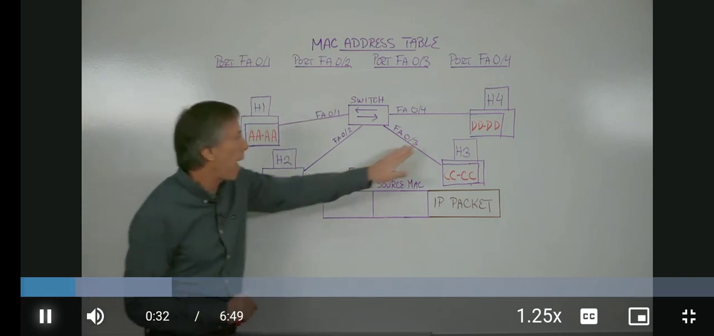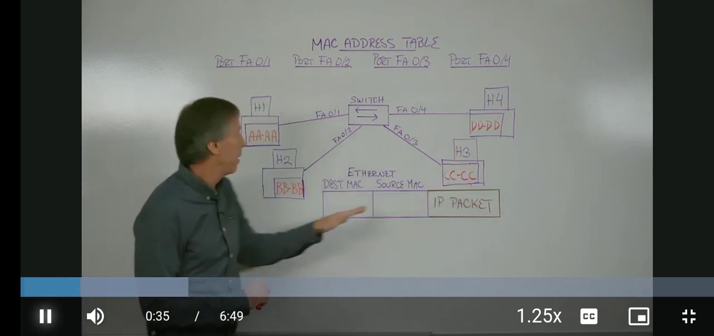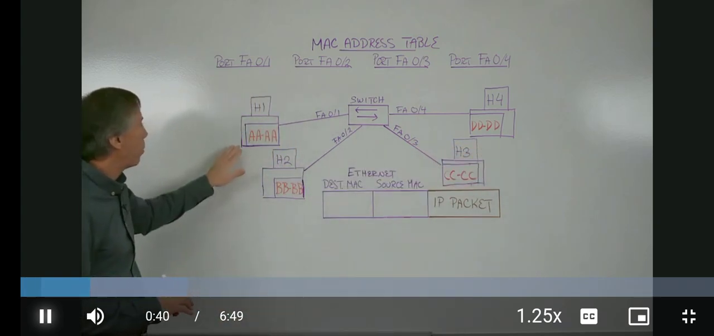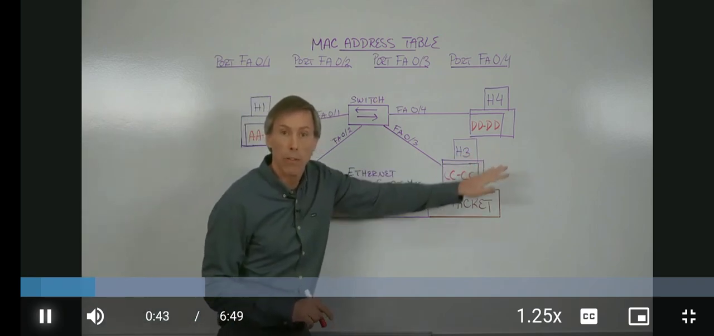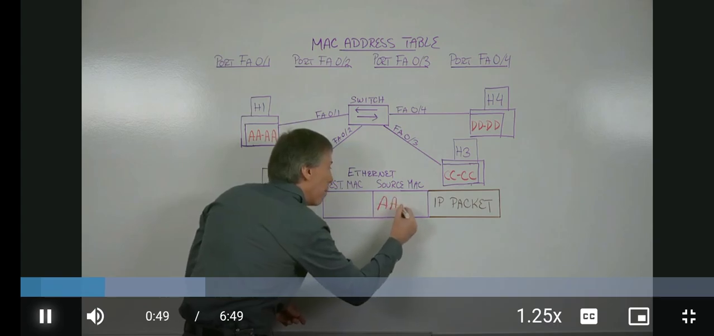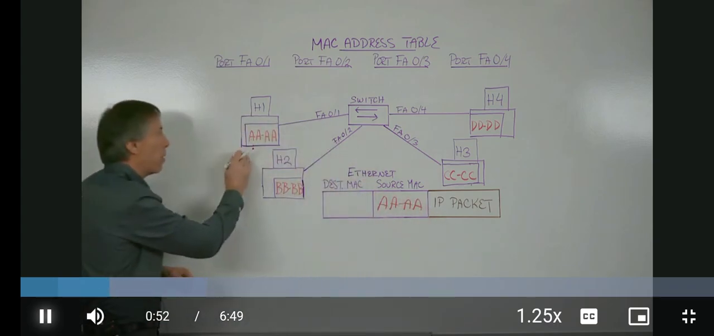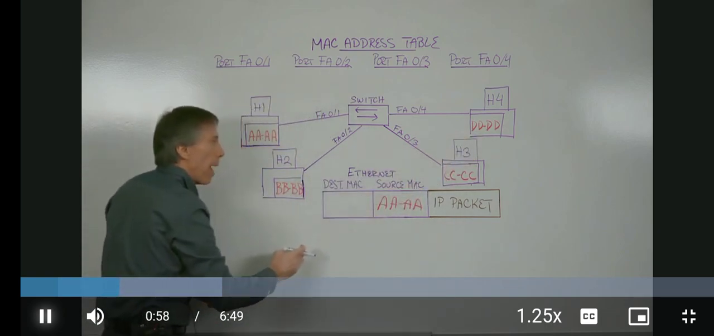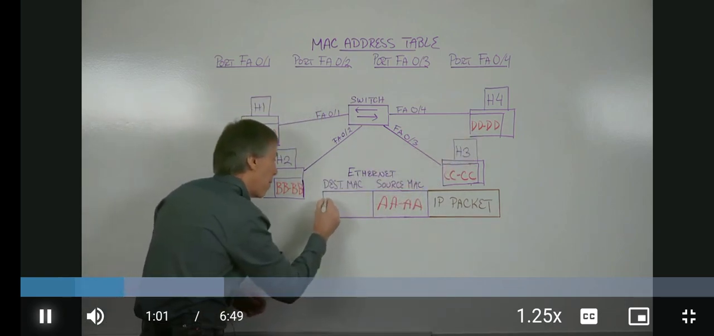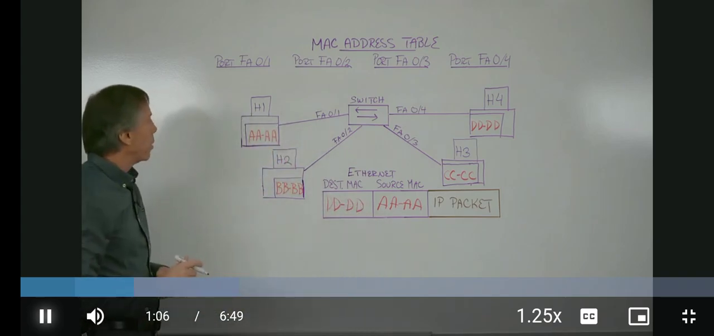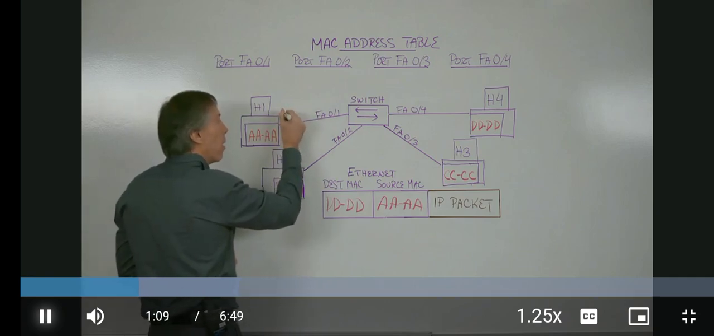On these 4 hosts, I have abbreviated MAC addresses, AAAA through DDDD. So here we're going to have H1 send an Ethernet frame to H4. So the source MAC address will be AAAA, the MAC address of H1's Ethernet NIC, and the destination MAC address will be that of H4's Ethernet NIC, DDDD. Okay, so H1 sends that frame onto the Ethernet switch.